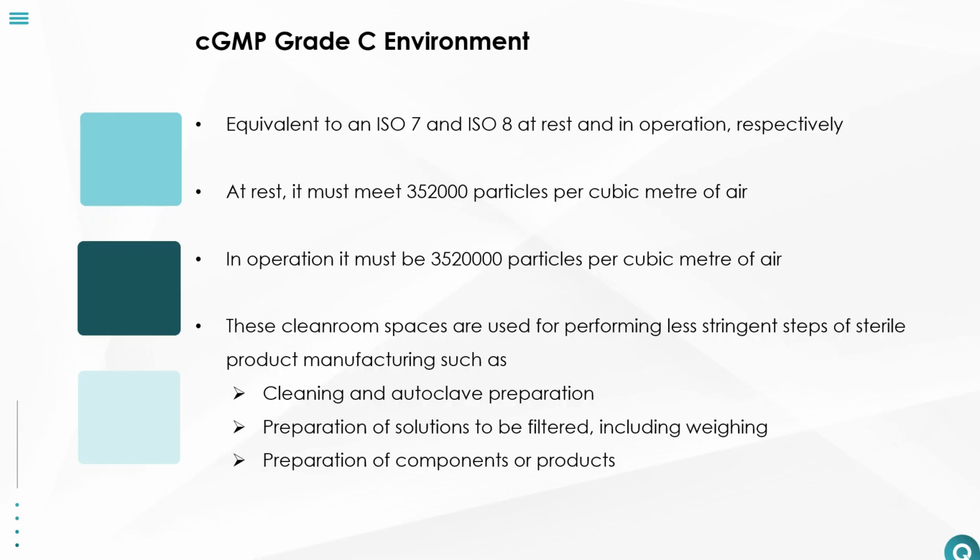Grade C environments are designed to meet ISO 7 standards at rest and ISO 8 standards in operation. These controlled environments maintain strict cleanliness levels, crucial for less stringent steps in sterile production manufacturing. During rest periods, the air quality must not exceed 352,000 particles per cubic meter, while during operation the limit increases to 3,520,000 particles per cubic meter. These cleanroom spaces are utilized for non-critical processes such as preparation areas for sterilization, autoclaving, preparation of solutions requiring filtration and weighing, and preparation of components or products.